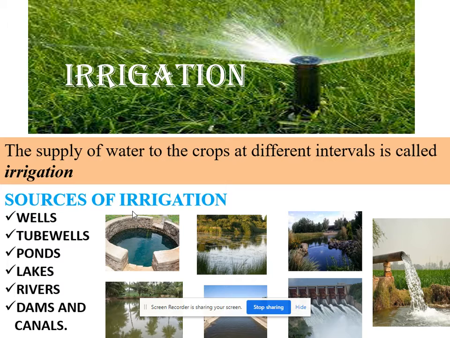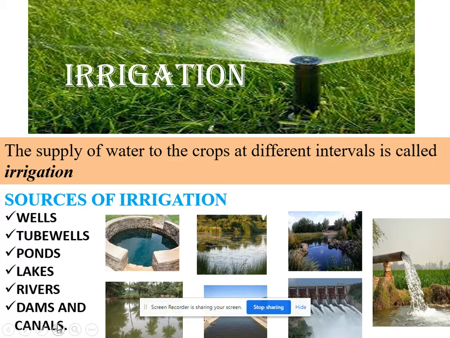So we shall study about some irrigation processes in our lesson, that is crop production and management. As we have seen some basic points of irrigation, irrigation is nothing but the supply of water to the crops, right? Again, in irrigation techniques, we have some sources of irrigation from where we get water, like wells, tube wells, ponds, lakes, rivers, dams and canals.